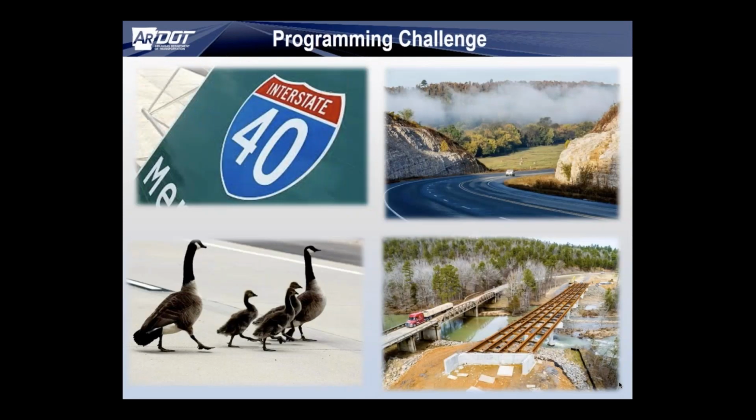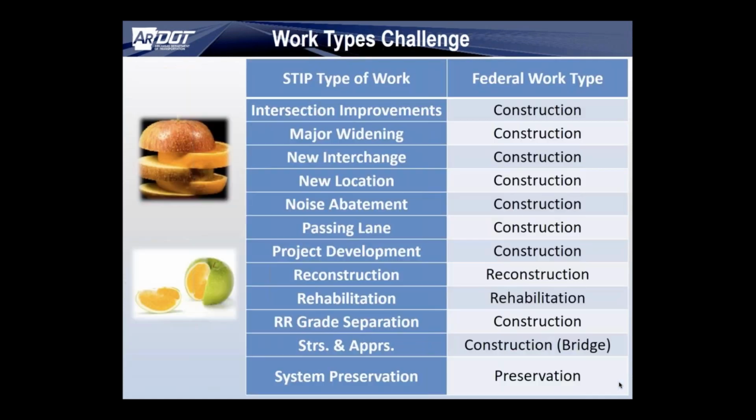We've also experienced some challenges in trying to implement the TAMP. ArDOT's investment strategy and as a result our programming process is based on available funding and the following four statewide categories: interstate rehab program, pavement preservation, capital and capacity, and our bridge program. We don't program by work types, which has led to some challenges in and of themselves.